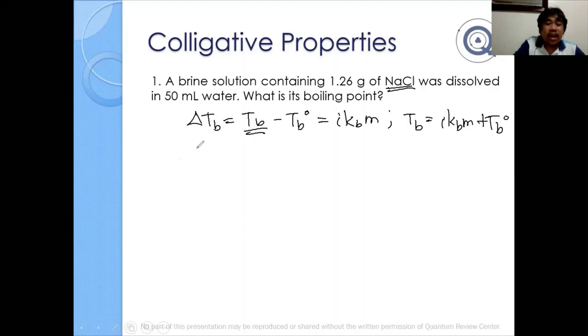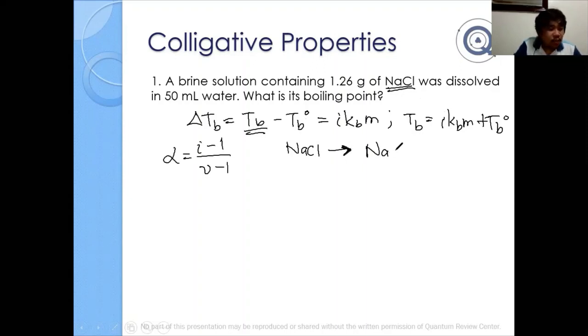Now that we have the equation, let's proceed to getting i. Remember the equation: alpha equals i minus 1 over nu minus 1. Our salt is NaCl, and of course, if you dissolve it in water, with a full-headed arrow, meaning the dissociation is 100%.